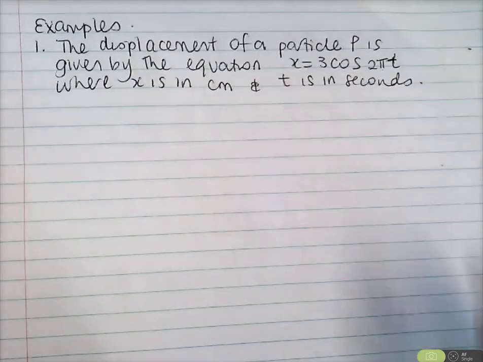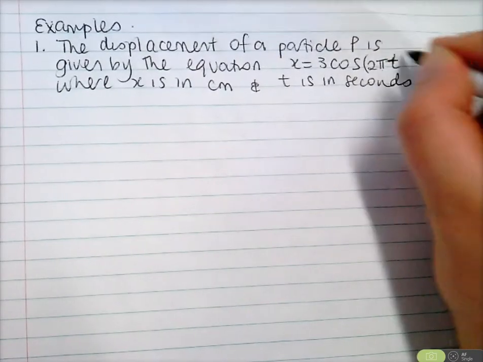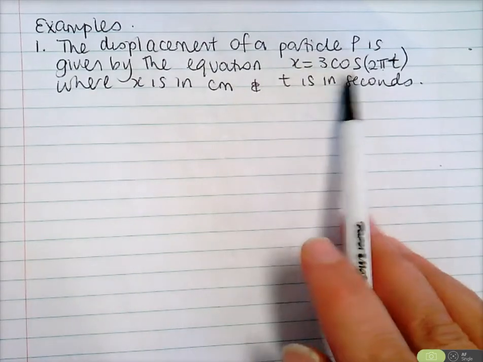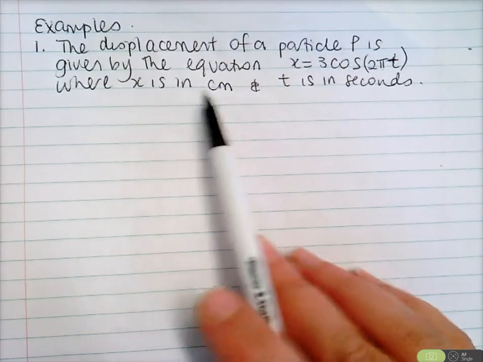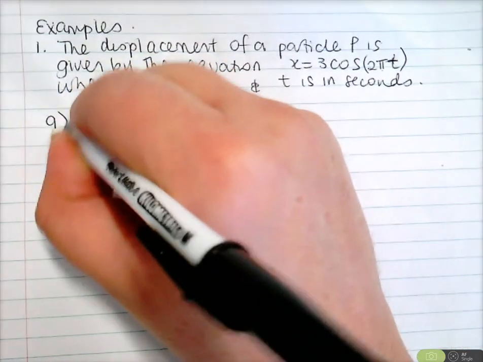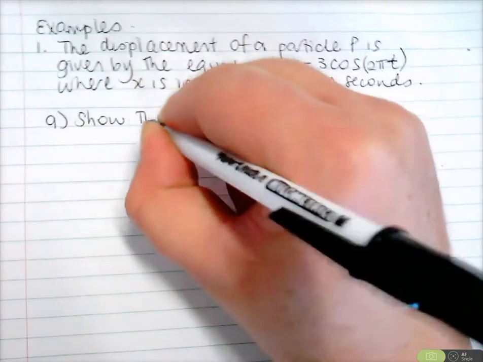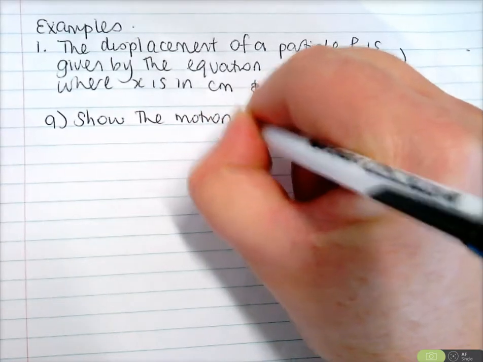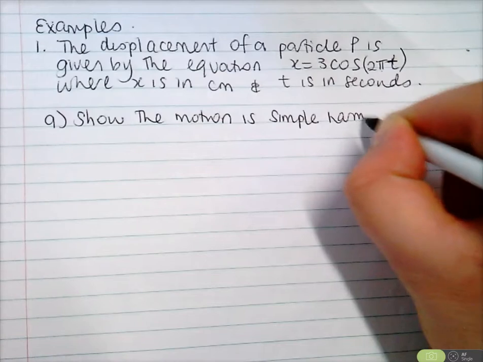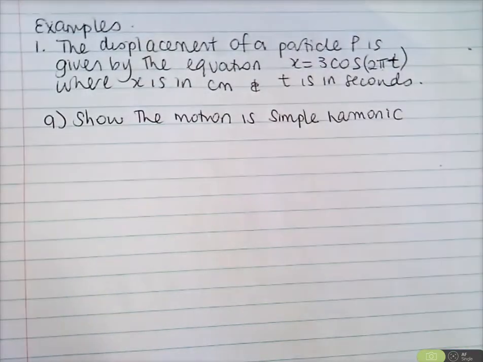3 cos 2 pi t. That's right, 3 cos 2 pi t. So the displacement of a particle is given by the equation x equals 3 cos 2 pi t, where x is in centimetres and t is in seconds. First question, show that the motion is simple harmonic. Do you know what to do? What do you have to prove? That is negative n squared x.